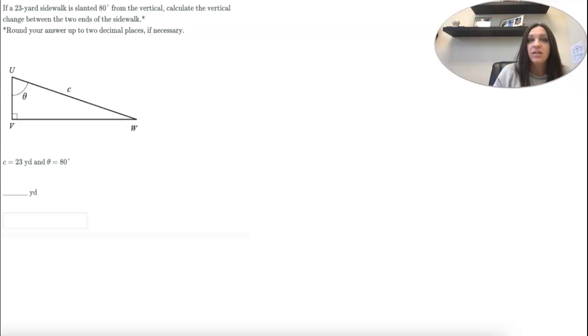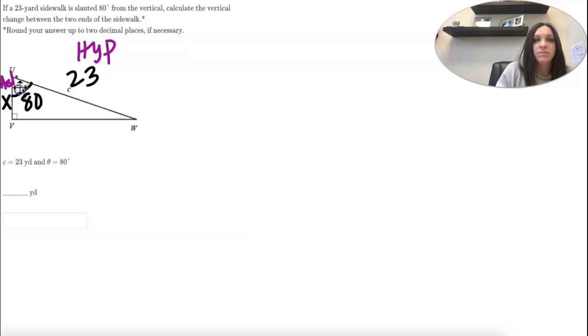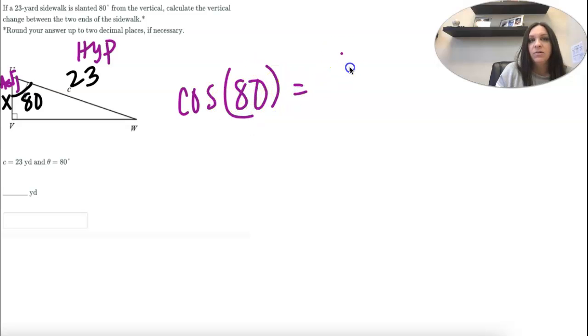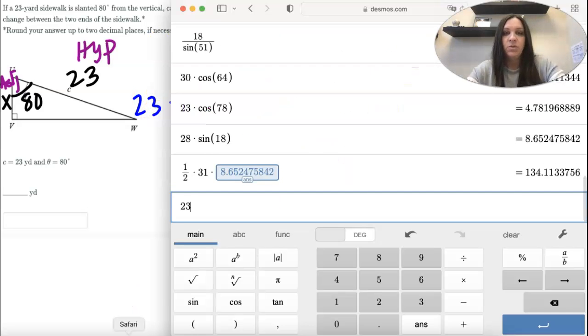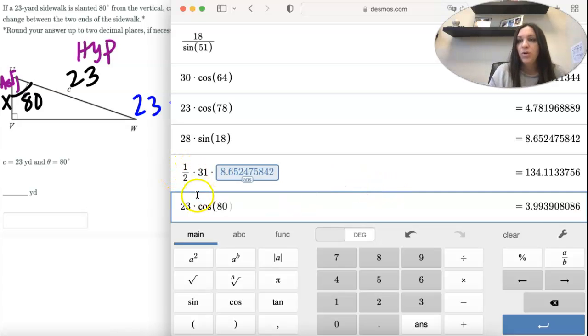Again, we've done one like this. We know that we're going to use cosine. That's 80 degrees, that's 23, and we're trying to find the adjacent. So cosine of 80 equals x over 23, times both sides by 23. That gets x by itself, and then this goes in your calculator. 23 times cosine of 80, 3.99.